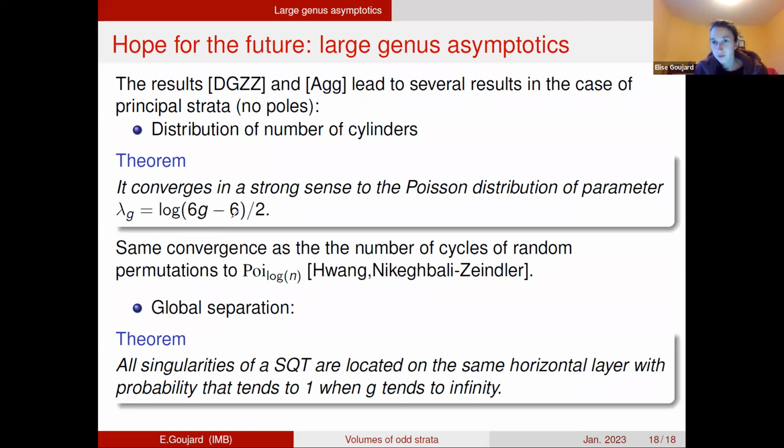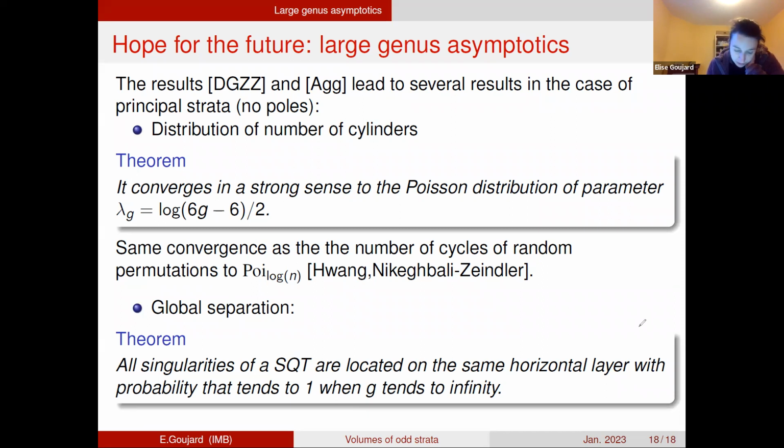It's a very strong convergence, and I won't expand on that, but it's a very nice result, which is really similar to the convergence of the number of cycles of random permutations. Actually, it corresponds to the convergence of the number of cycles of random permutations, but not with the uniform law in some sense.